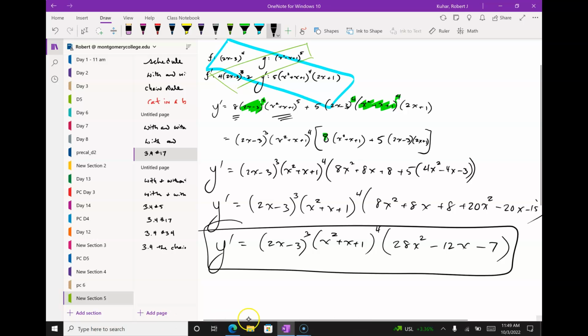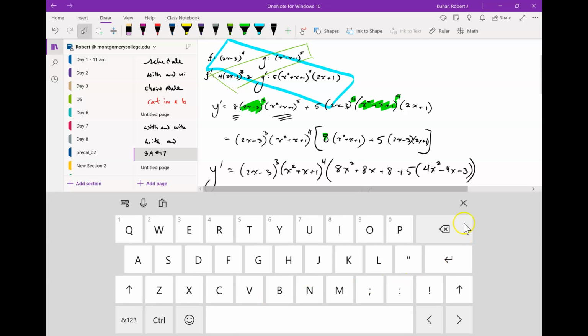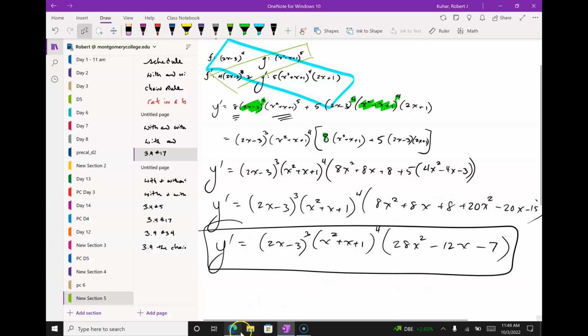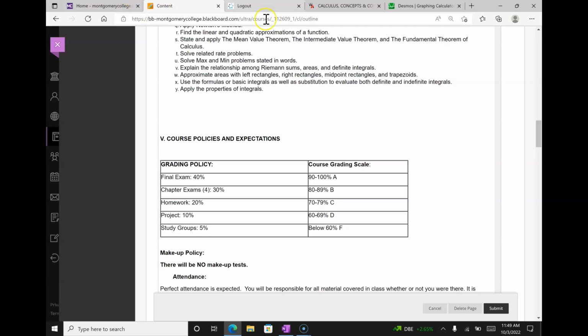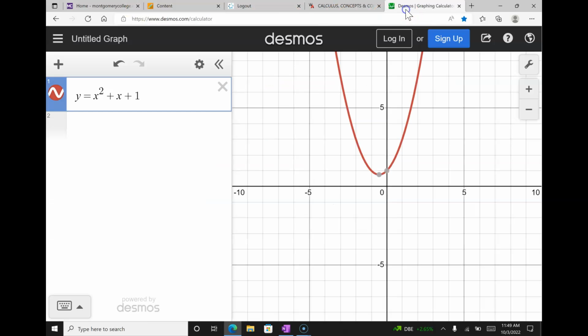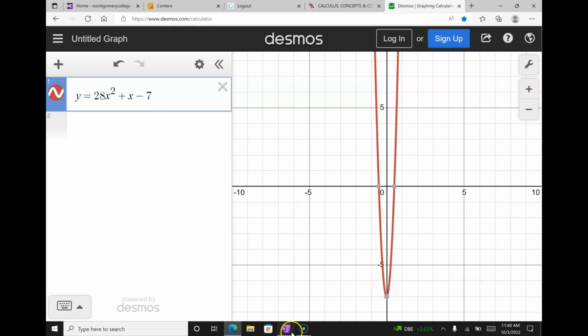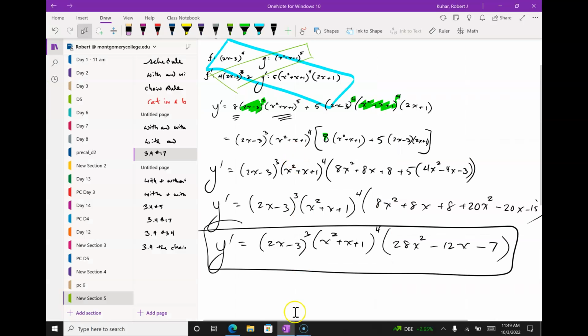So if I look at Desmos, when I graph x squared plus x plus 1, that's one of my factors. You see it doesn't have roots, so it's not factorable. When I graph the other one, what was it, 28x squared, what was the middle one? Don't worry, I'll do it myself. Minus 12x.